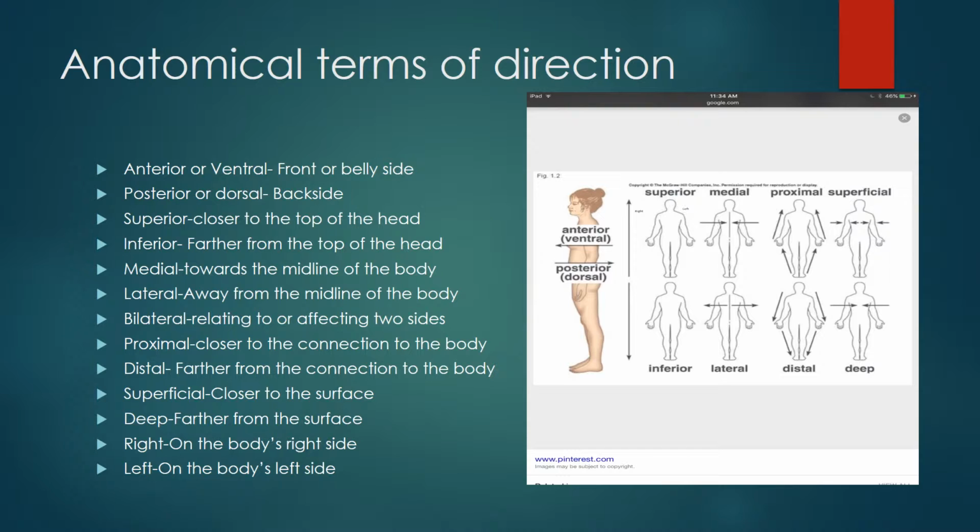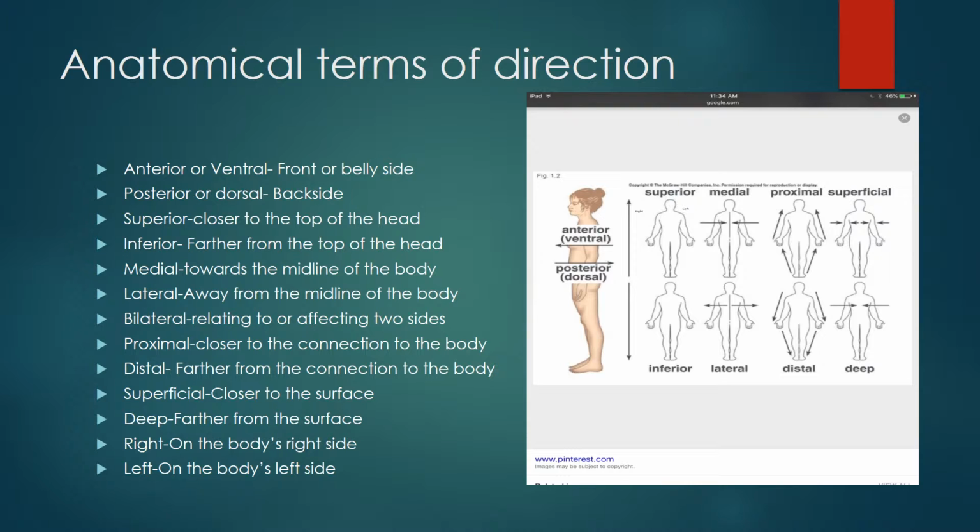Inferior, which means farther from the top of the head. Some examples are, my nose is superior to my heart, and my heart is inferior to my nose, because my nose is closer to the top of my head. It is superior, and my heart is farther from the top of my head. It is inferior. Medial, towards the midline of the body.